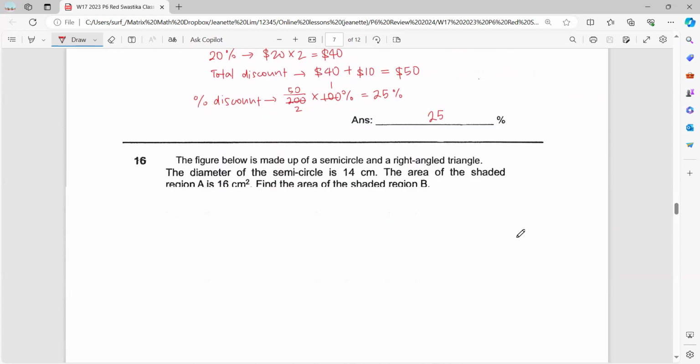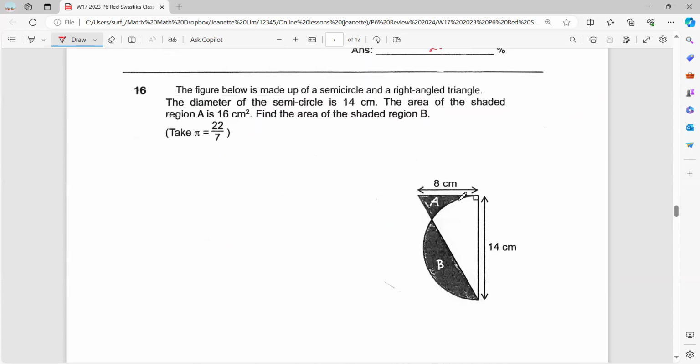Question 16. If your diagram is missing A and B, this is where A and B is supposed to be. The figure below is made up of a semicircle and a right-angled triangle. The diameter of the semicircle is 14 cm. The area of the shaded region A is 16 square cm. Find the area of the shaded region B.